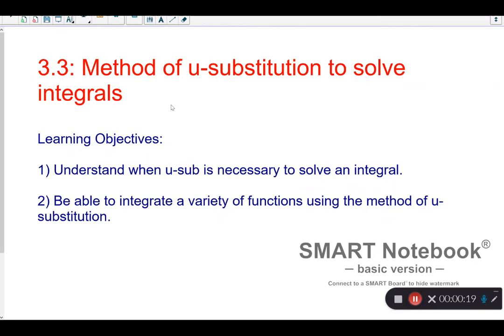So today we're going to try, first of all, to figure out which types of problems are eligible for this technique. There are certain types of problems for which this technique works well. We're going to try to distinguish between problems where u-substitution is applicable versus problems where it's not applicable. And then we're going to try to integrate a variety of functions using the method of u-substitution. So let's get started.